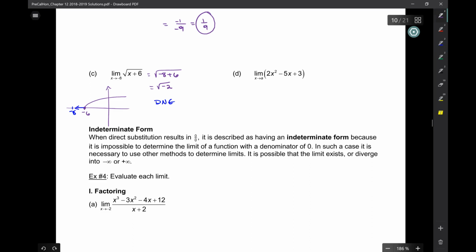Here, we're going to substitute just a, because a is a number, my constant, into the x's. So I'm going to get 2a squared minus 5a plus 3, and that's it.